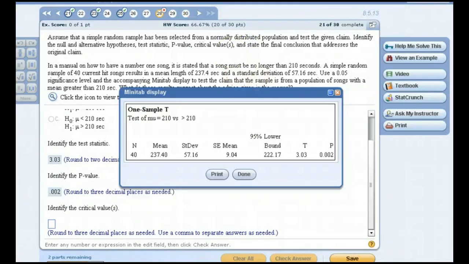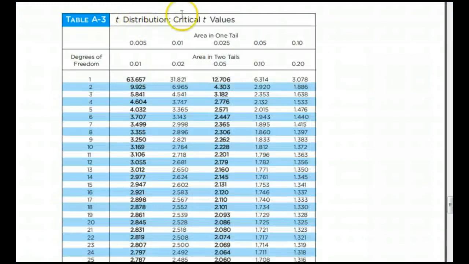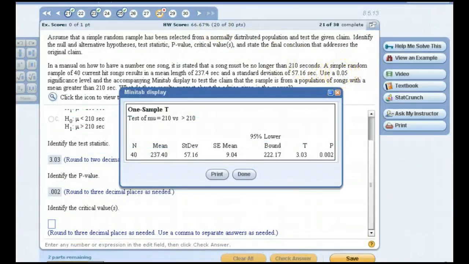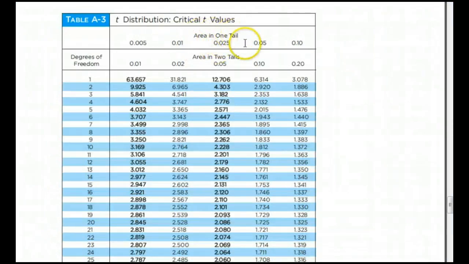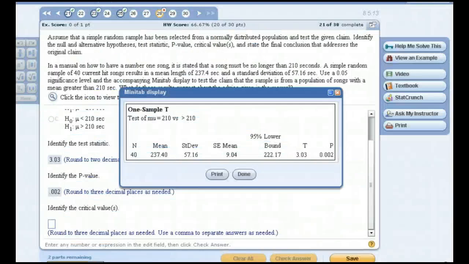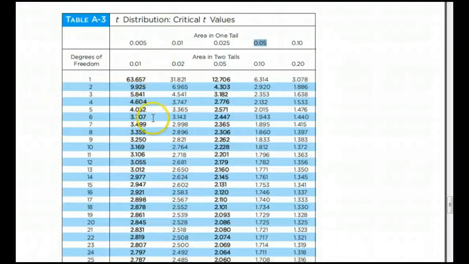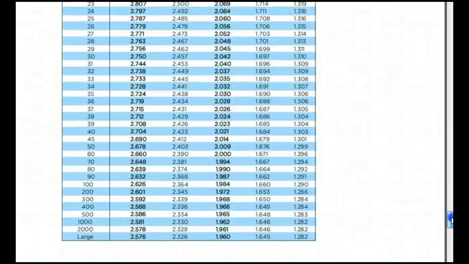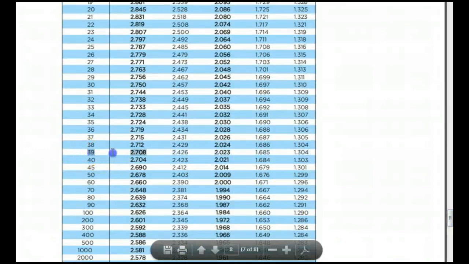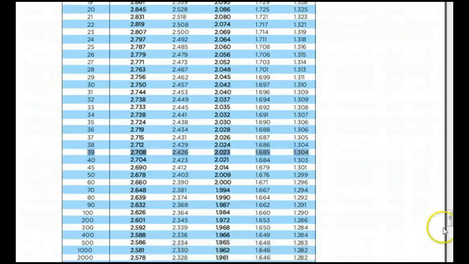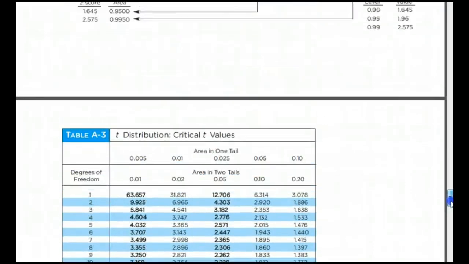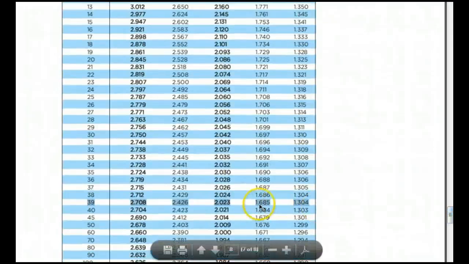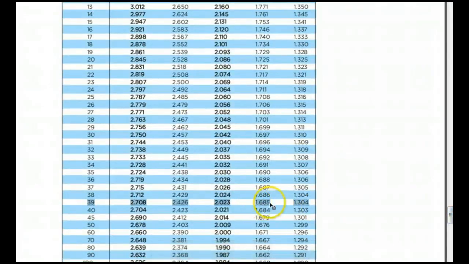Okay, it is not a z distribution. It is not a normal distribution. It's a t distribution. So we go to the t table. That's where we get our critical t values. Okay, now we need to know the area in the right tail is 0.05, so that means area in one tail is 0.05. So we're in this column, the fourth column there. And then we need to know the degrees of freedom. So there's 40 in our sample, so that means our degrees of freedom is 39. So we scroll down to 39, and we're looking in the fourth column there. So the 1.685 is where it intersects with the 0.05 in the right tail, or in one tail. So that's the critical number, 1.685.